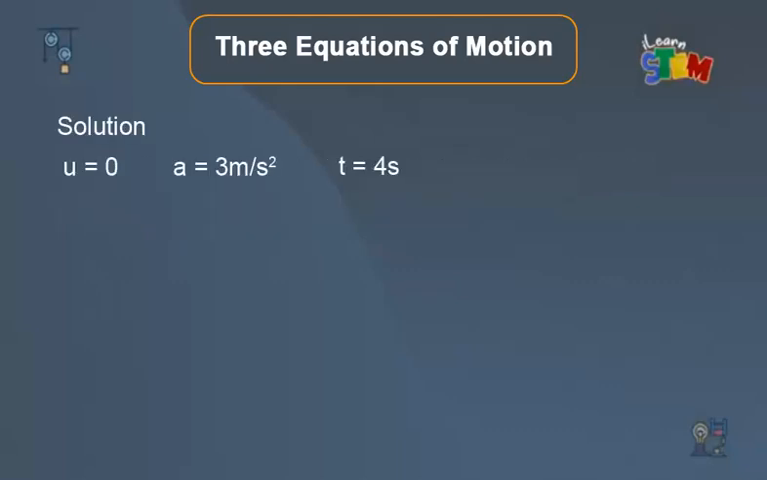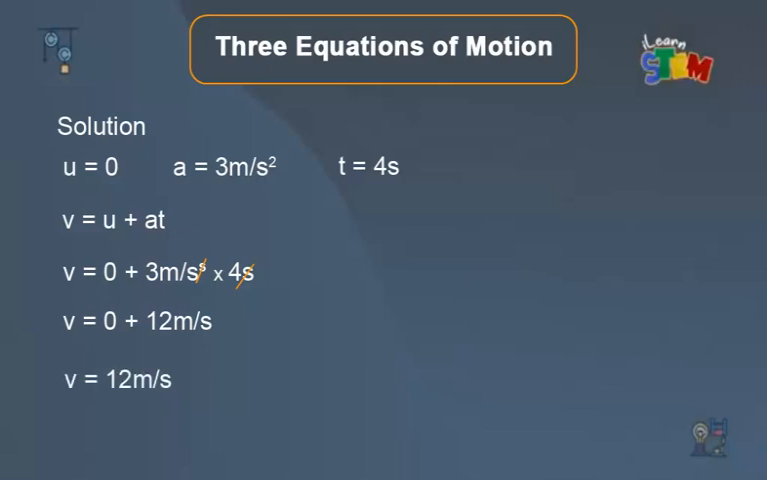Solution. Substitute the values into the equation. V equals U plus AT. V equals 0 plus 3 meters per second squared, multiplied by 4 seconds. Seconds cancels out seconds, which is 0 plus 12 meters per second. That gives us 12 meters per second. Therefore, final velocity equals 12 meters per second.